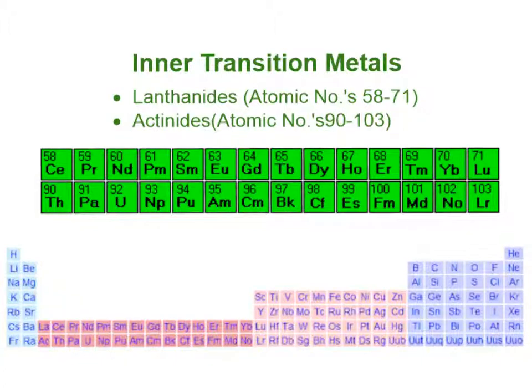Now let's take a look at the inner transition metals, the lanthanides and the actinides. If we were to stretch out the periodic table and we were to cut in between groups 3 and 4 on the periodic table and insert these inner transition metals, the periodic table would look like this. It would be very, very wide and hard to read. So often these are cut out and simply listed down at the bottom.